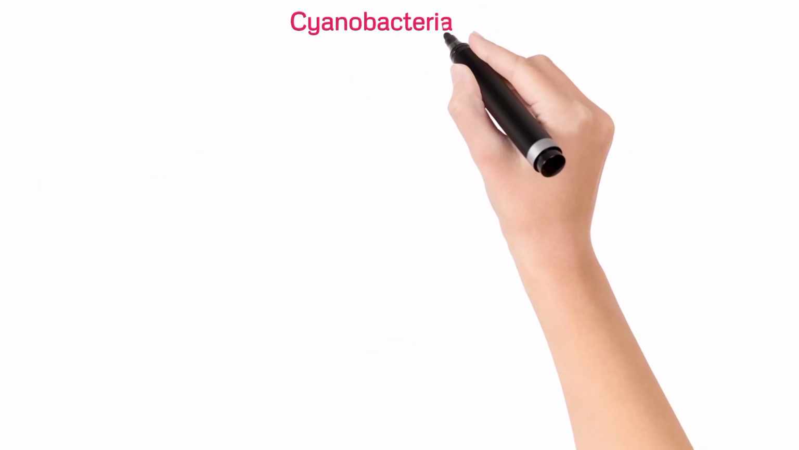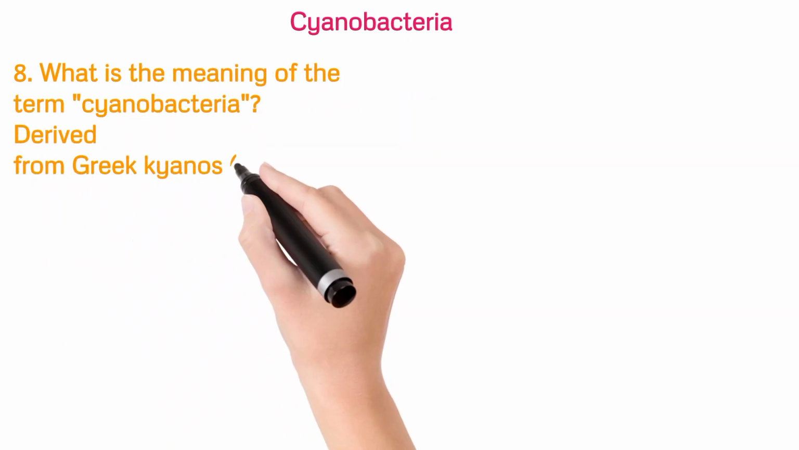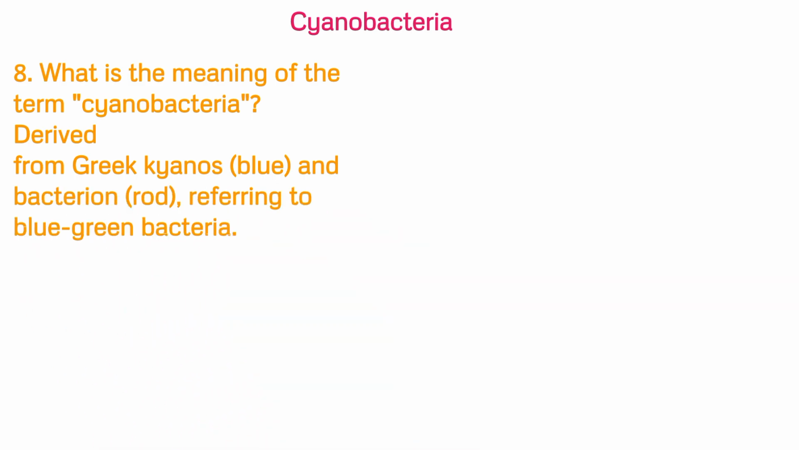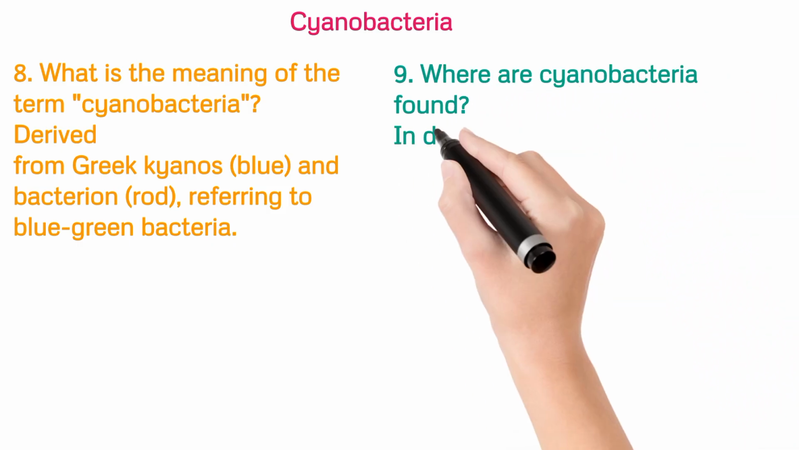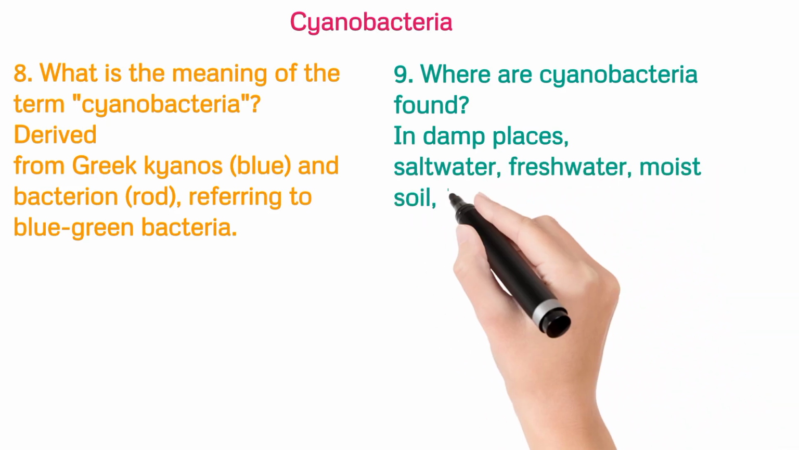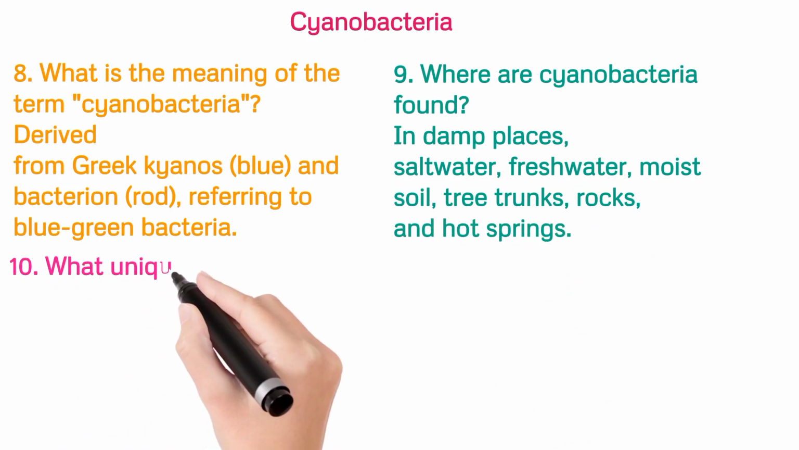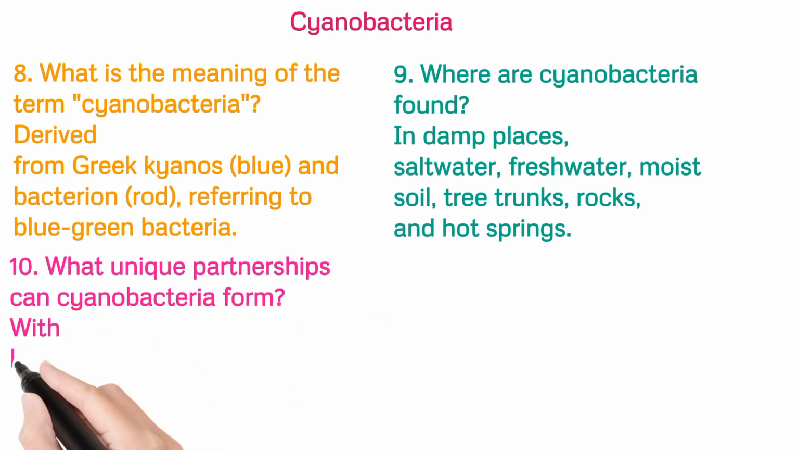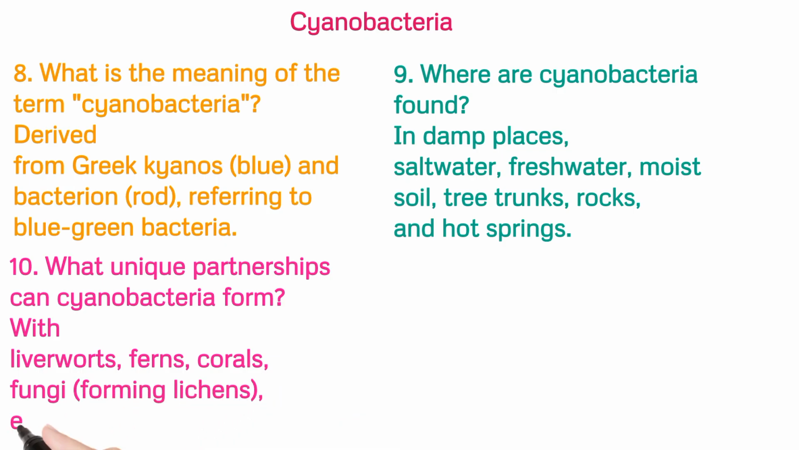Cyanobacteria. 8. What is the meaning of the term cyanobacteria? Derived from Greek kyanos, blue, and bacterion, rod, referring to blue-green bacteria. 9. Where are cyanobacteria found? In damp places, saltwater, freshwater, moist soil, tree trunks, rocks, and hot springs. 10. What unique partnerships can cyanobacteria form? With liverworts, ferns, corals, fungi, forming lichens, etc.